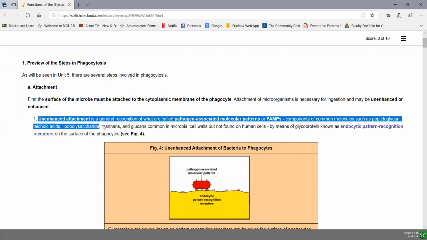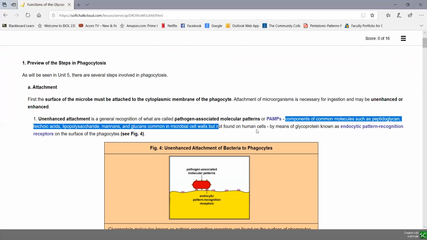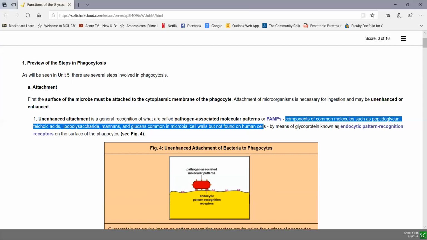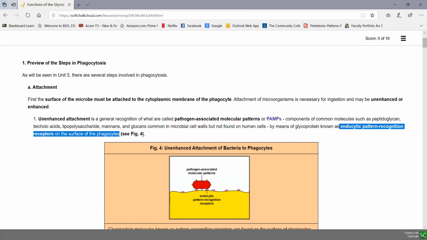Now, this involves recognition of our old friends, pathogen-associated molecular patterns, or PAMPs, found on the surface of bacteria. Components of common molecules like peptidoglycan, teichoic acids, lipoteichoic acids, mannans, and such in the cell wall, and not found on human cells, are PAMPs that we learned about previously. And these PAMPs can attach to what are called endocytic pattern recognition receptors on the surface of phagocytes.